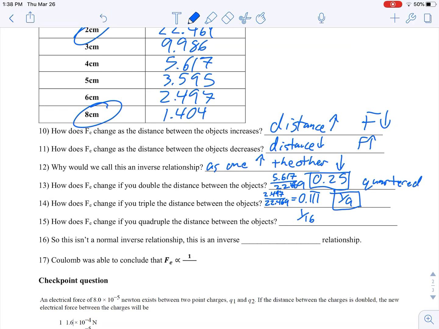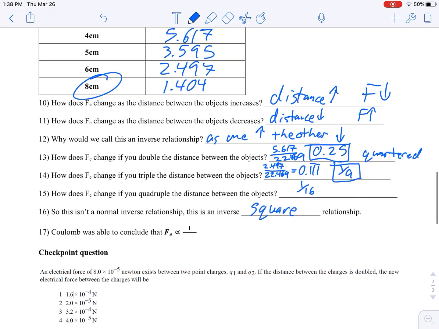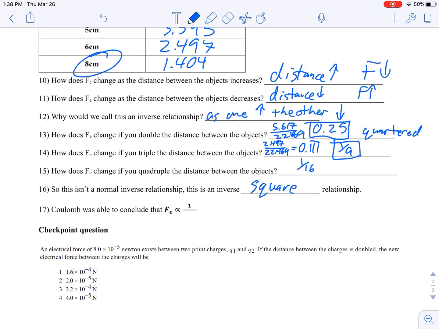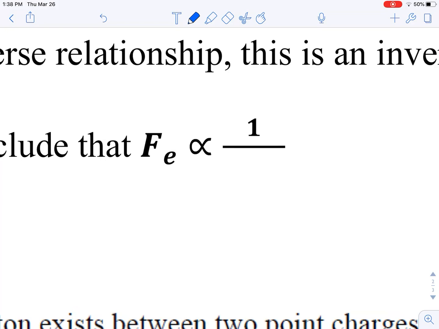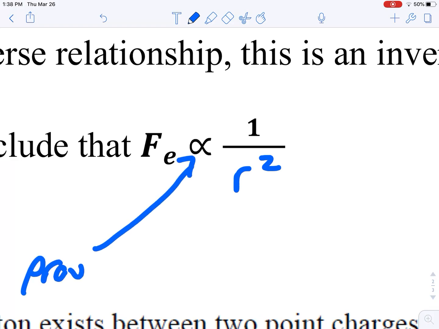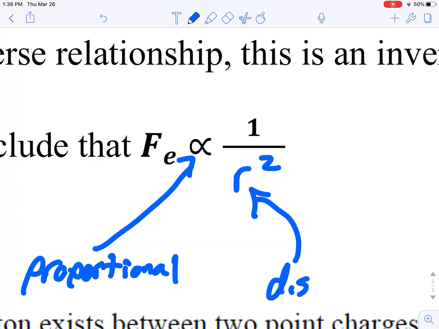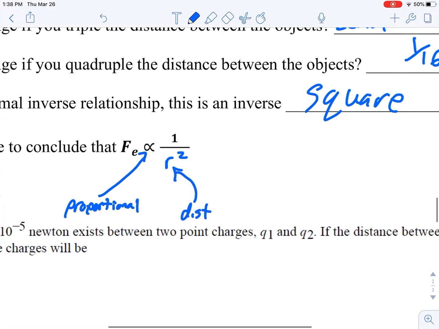So this isn't a normal inverse relationship. Okay, a normal inverse relationship would be if you double the distance, the force gets cut in half. But in this case, if you double the distance, the force gets quartered. So this is an inverse square relationship. Okay, so our friend Coulomb, he's the guy that came up with this. That's why we named the unit of charge after him. Coulomb concluded that the electrostatic force was proportional to, we're going to use r squared. So this, by the way, means proportional. Okay, to r squared. What does r mean? R is the distance between them, specifically the distance between their centers.